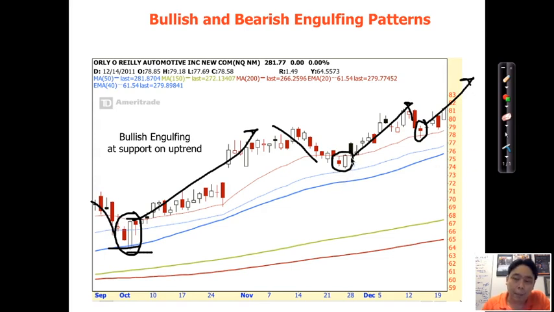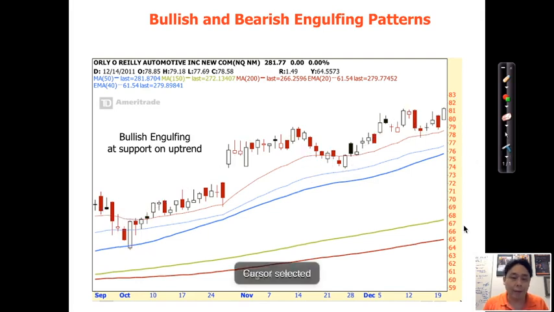Now, I don't particularly like this one because you can see that it is a bullish engulfing pattern, but it is not at some kind of support level. Ideally, you want it to be at a support level, like a trend line or moving average. This one is appearing somewhere in between, in the middle of nowhere. It still works, but ideally, again, I want to see a support level. Okay, so those are engulfing patterns.